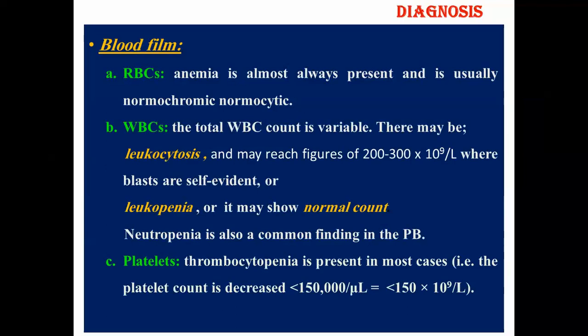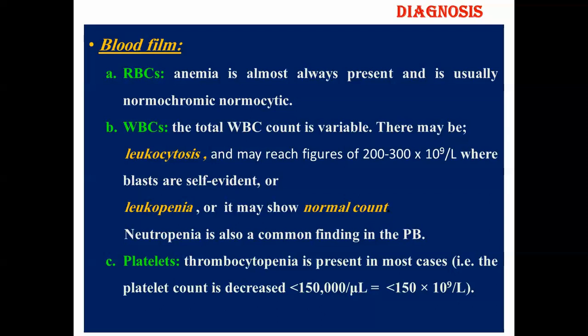First, the blood film. RBC, as we mentioned, anemia is almost always present and usually normochromic normocytic anemia. White blood cells, the total white cell count is variable. It may be leukocytosis; the patient with leukemia may present with leukocytosis, and the leukocytosis may reach a very, very high count, like 200 to 300,000 cells, where blasts are self-evident.